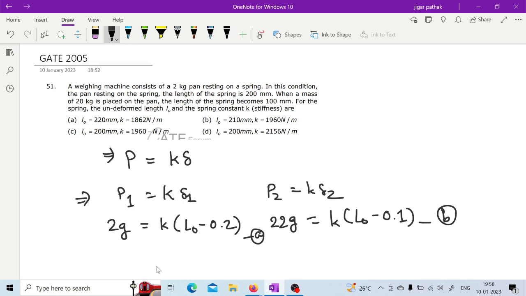So if you solve these two equations, you will find L0 and K. If you take B by A, then 22 by 2 equals, K will be cancelled, L0 minus 0.1 by L0 minus 0.2. So this will give you L0. Can you tell what L0 is from this?